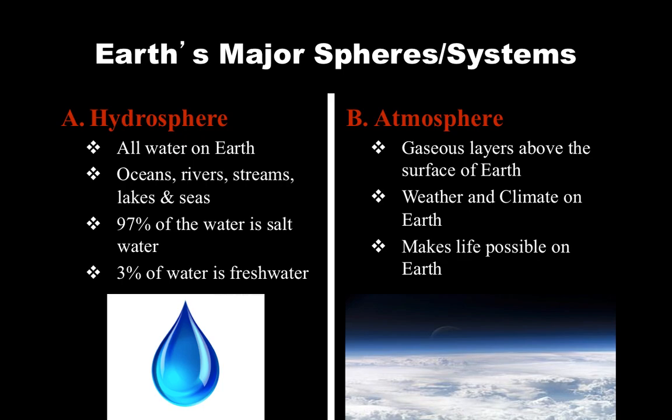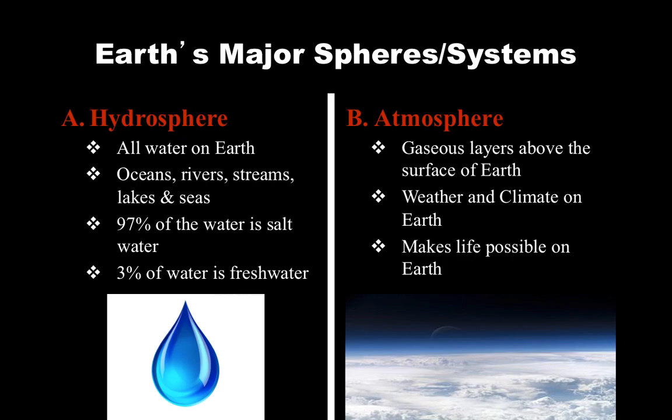The first one we're going to talk about is the hydrosphere. The hydrosphere is composed of all the water on or near Earth's surface, so all the oceans, rivers, streams, lakes, and seas. While 71% of our planet is covered in water, 97% of that available water is salt water, and the other 3% is fresh water. We cannot drink all this water. Obviously, we can only drink fresh water, and of that 3%, even less is available for us to consume because a lot of our fresh water is frozen and stored in polar ice caps.